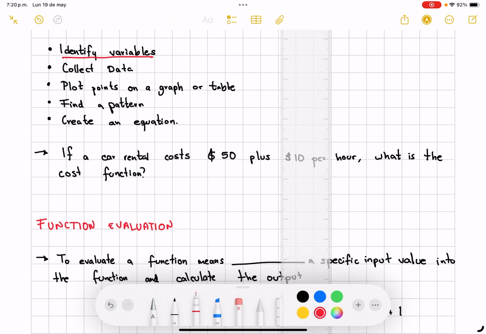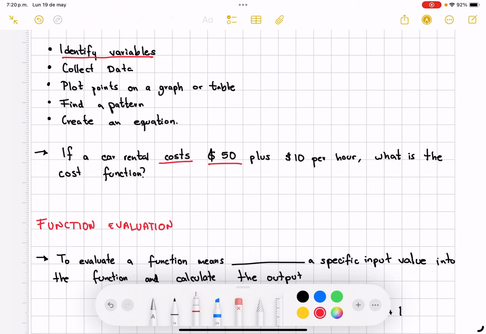For example, it says if a car rental costs $50 plus $10 per hour, what is the cost function? If a car rental costs, the cost is the function. The cost is going to depend.